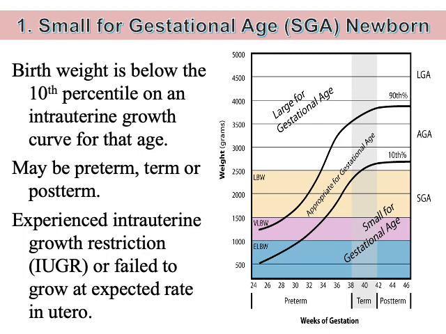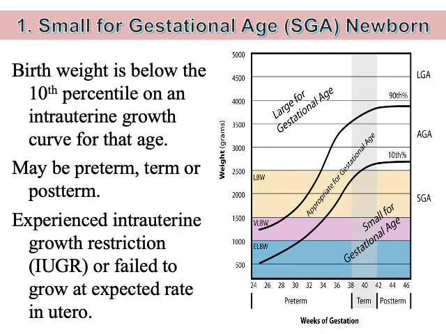It is a newborn whose birth weight is below the 10th percentile on an intrauterine growth curve for that age. A growth curve, as seen in the photo, estimates expected weight for every week of gestation. An SGA newborn may also be a preterm, born less than 37 weeks, a term, born between 37 to 42 weeks, or a postterm, born beyond 42 weeks.